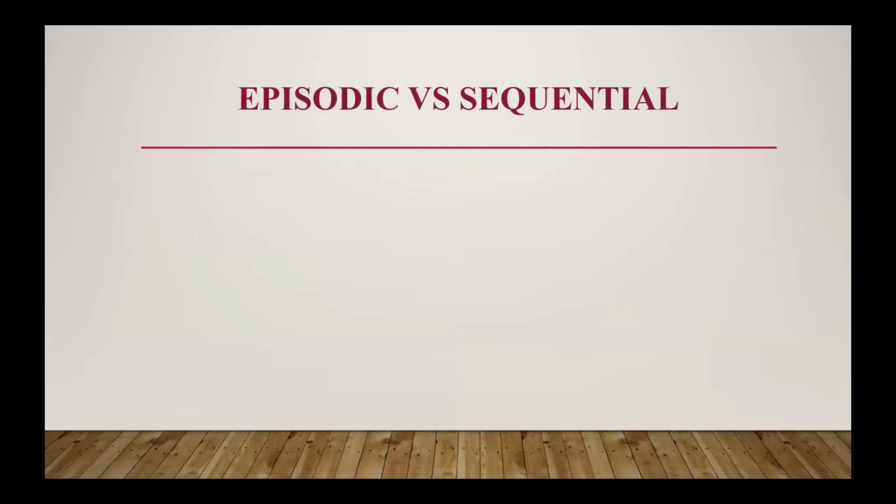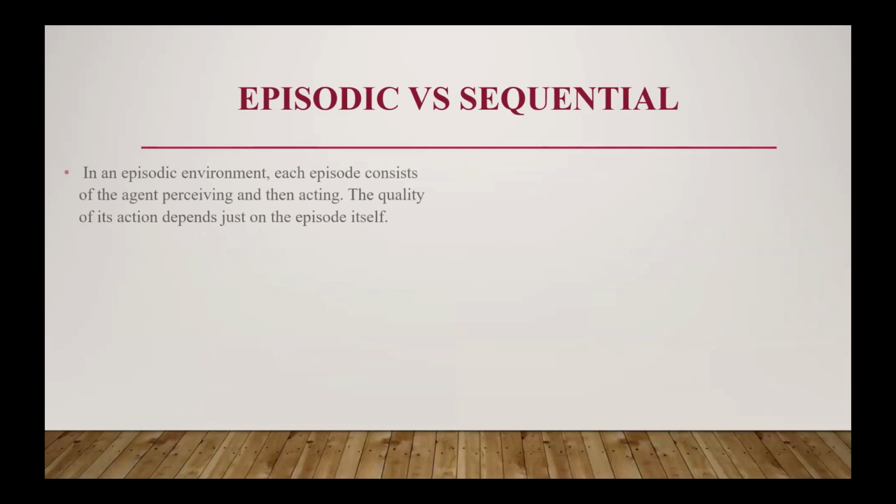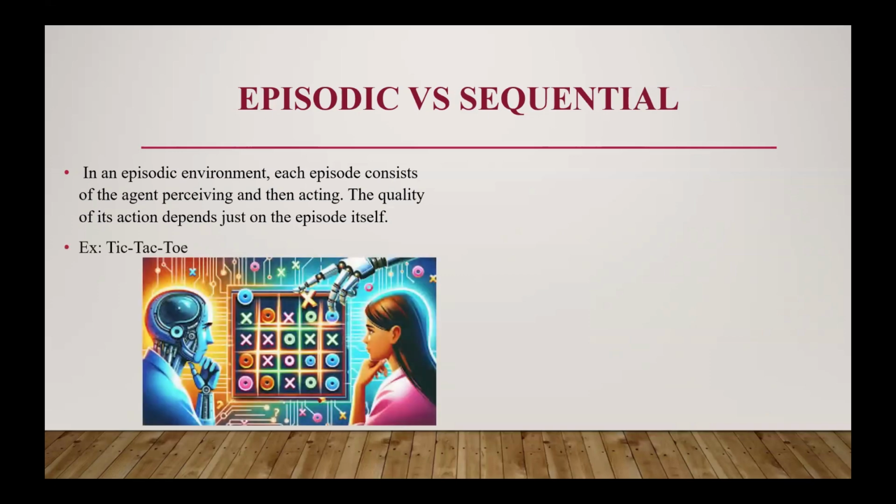Next one is episodic or sequential. In an episodic environment, each episode consists of the agent perceiving and then acting. The quality of its action depends fully upon the episode itself. It is not related to the previous one or the next one. So this is the tic-tac-toe game. In this game, two players take turns with their symbol, that is X or zero, on the 3 by 3 grid.